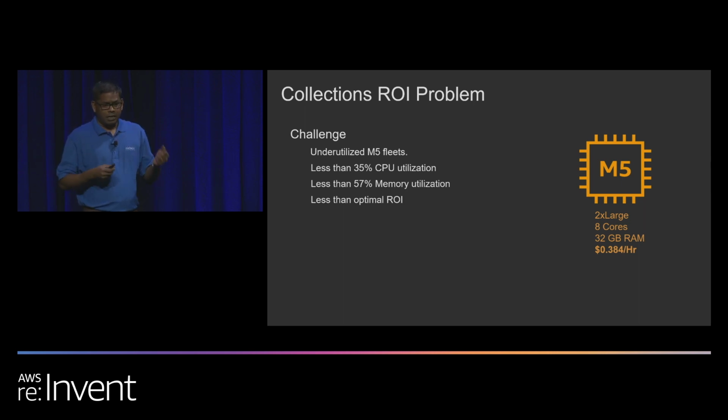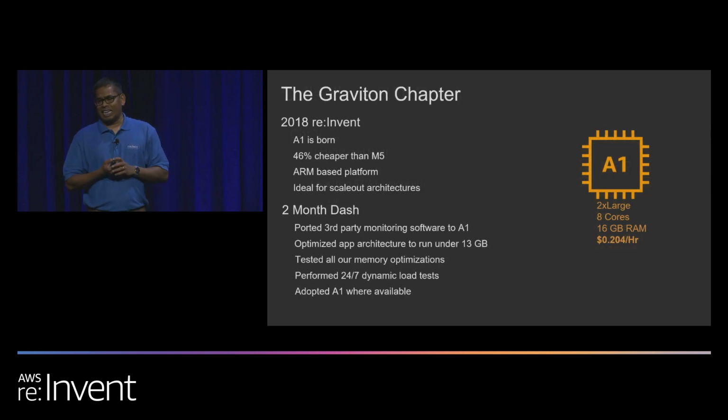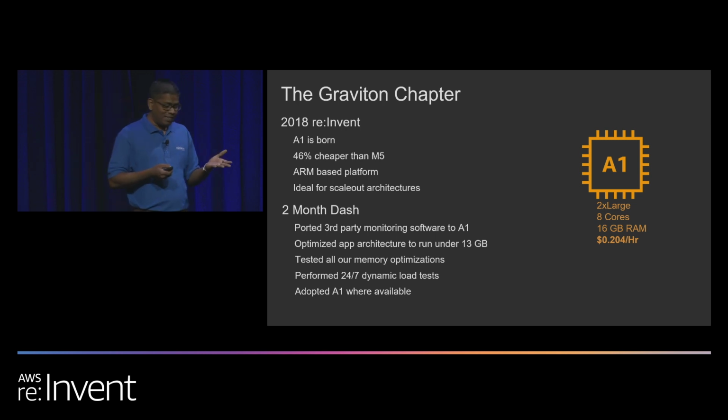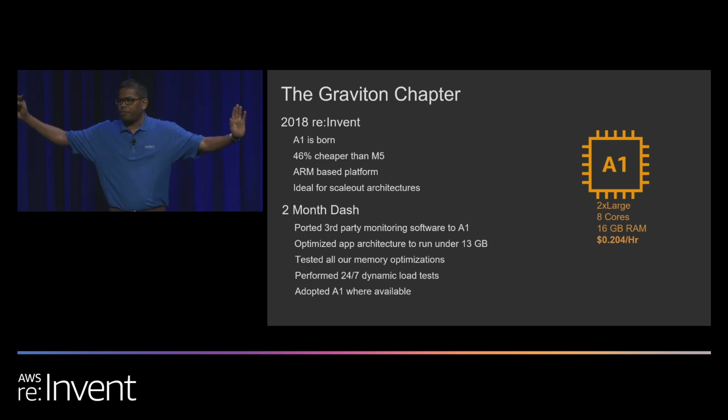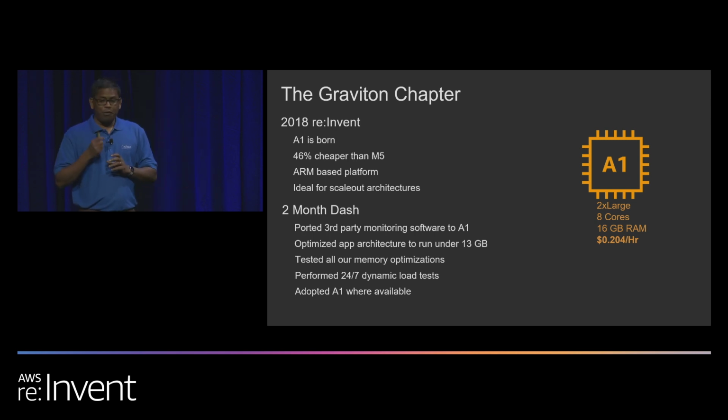And while we were looking at technology solutions, such as looking at our architecture and other things, in 2018, we found out that A1 is born. We heard it was 46% cheaper than an M5. We found out that it's Arm-based, and it was ideal for scale-out architectures, applications that scale up very fast and shrink down when there is no need. So we wanted to give it a serious try.